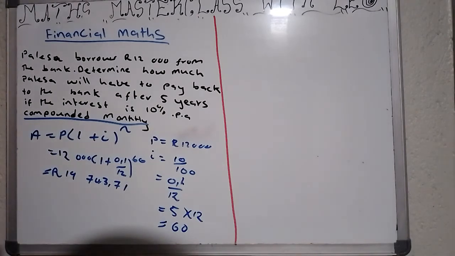If they say compounded monthly, you use this formula. Compounded monthly, use this formula. If they don't say compounded monthly or compounded, they just say per annum, use the first formula, right? Use the first formula. There's your answer. Let's get to the next question.